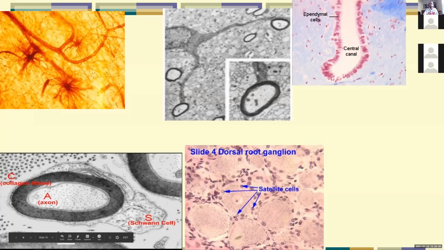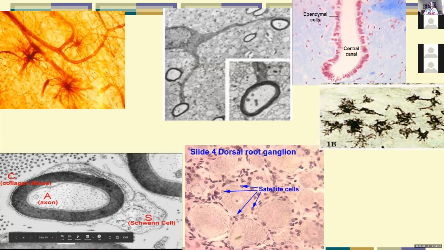Here's a Schwann cell, so this would be in the peripheral nervous system with myelin around an axon. Here are little satellite cells. They add some cushion and protection for the peripheral nervous system cells. And then this is just another image of astrocytes. They have a star-like shape to them.